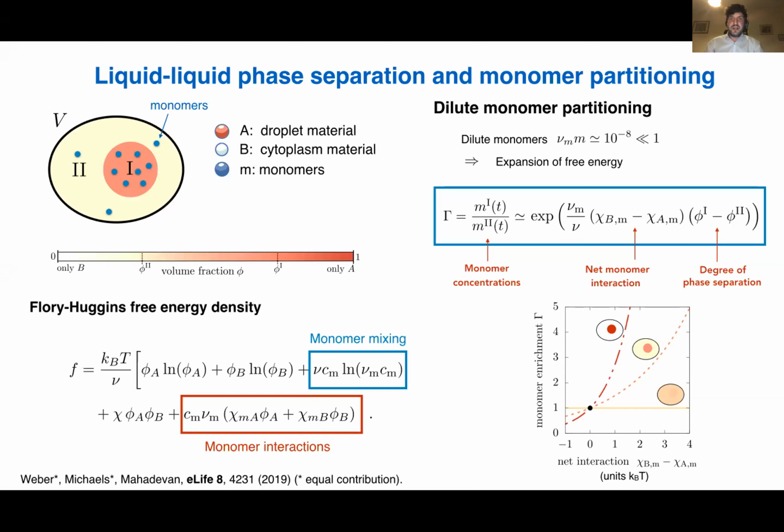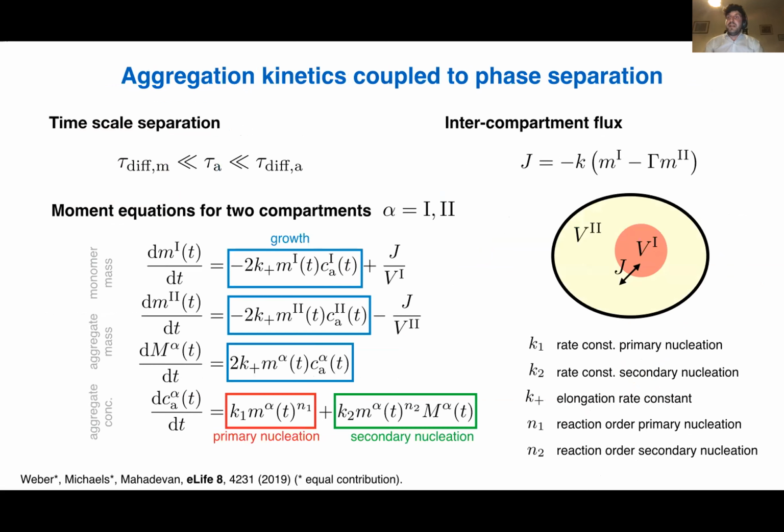And so the partitioning degree, the concentration of monomers inside versus outside, gamma, is given by an exponential of the relative interaction between A and B and the degree of phase separation. So now, that means that if we want to combine liquid-liquid phase separation with aggregation, we have to take two things into account: the fact that monomers aggregate inside and outside according to different mechanisms, and also the partitioning of the monomers set by the liquid-liquid phase separation.